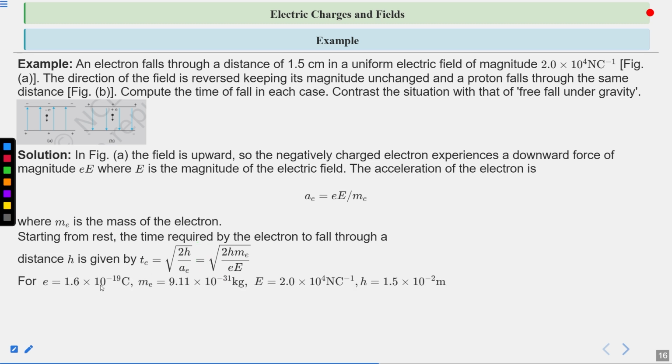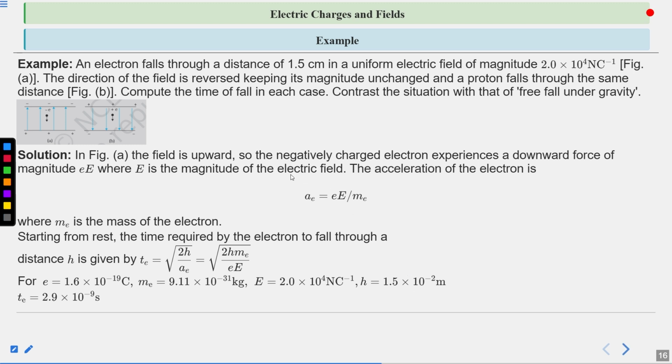So e is equal to 1.6 into 10 raised to the power minus 19 coulomb. m is 9.11 into 10 raised to the power minus 31 kg, the mass of the electron. The value of E is already given in this question, that is 2.0 into 10 raised to the power 4 newton per coulomb, and h is 1.5 into 10 raised to the minus 2 meter.